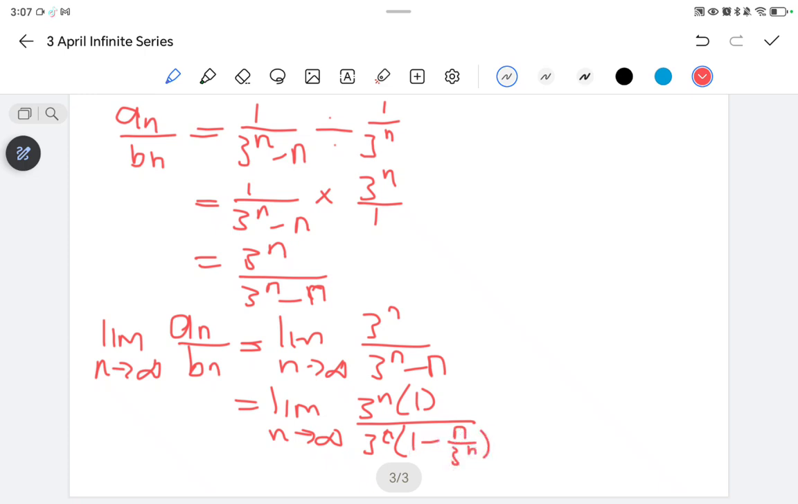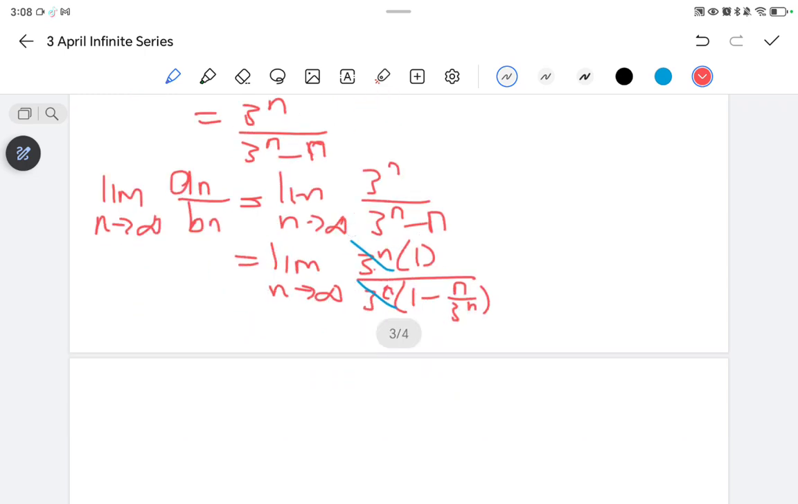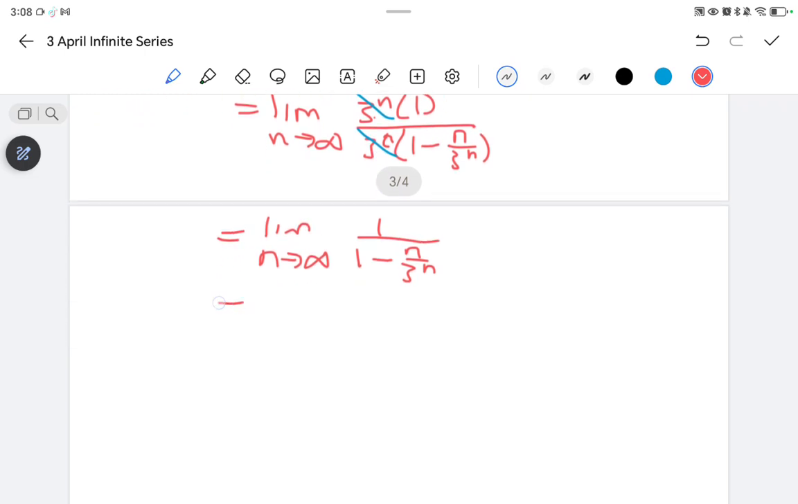You see, right? And then this will cancel this. So this will be equal to the limit as n approaches infinity of 1 over 1 minus n over 3 to the n. If I plug in here, the denominator will become bigger, and if the denominator becomes bigger, this approaches 0. So this will be 1 over 1 minus 0, which is 1.